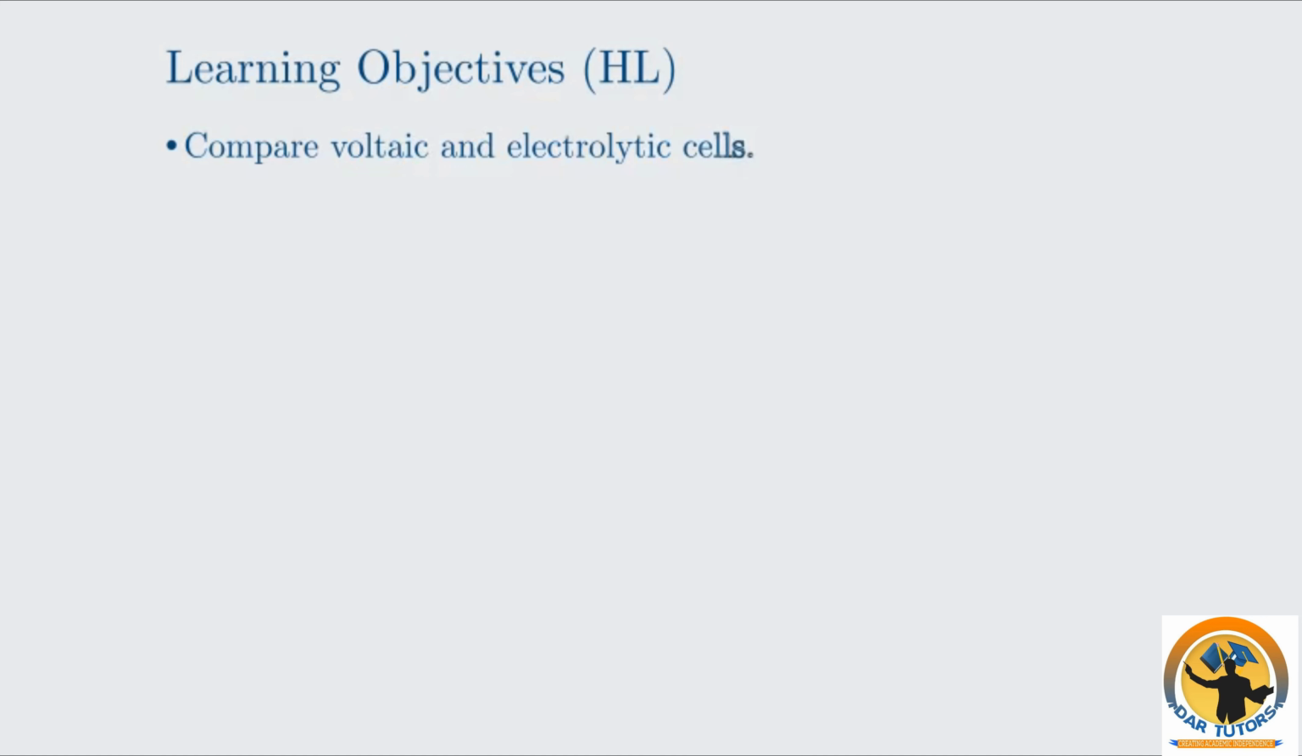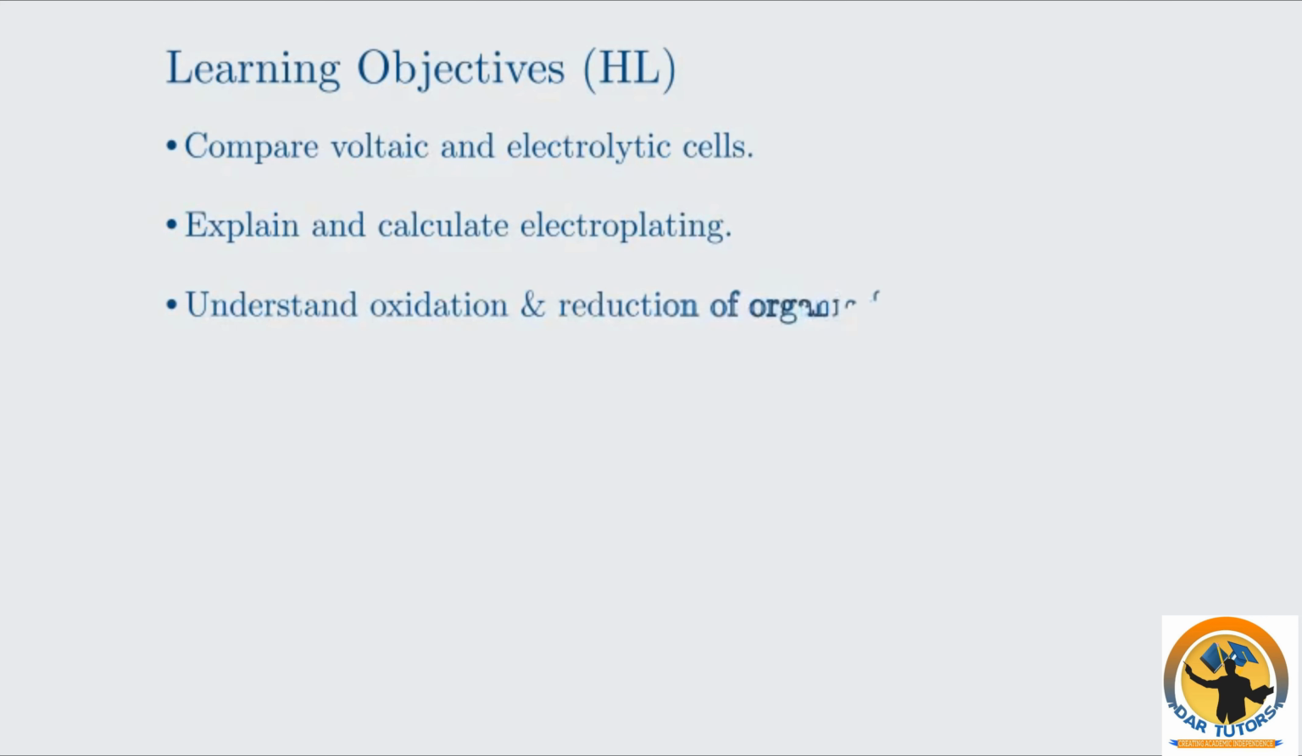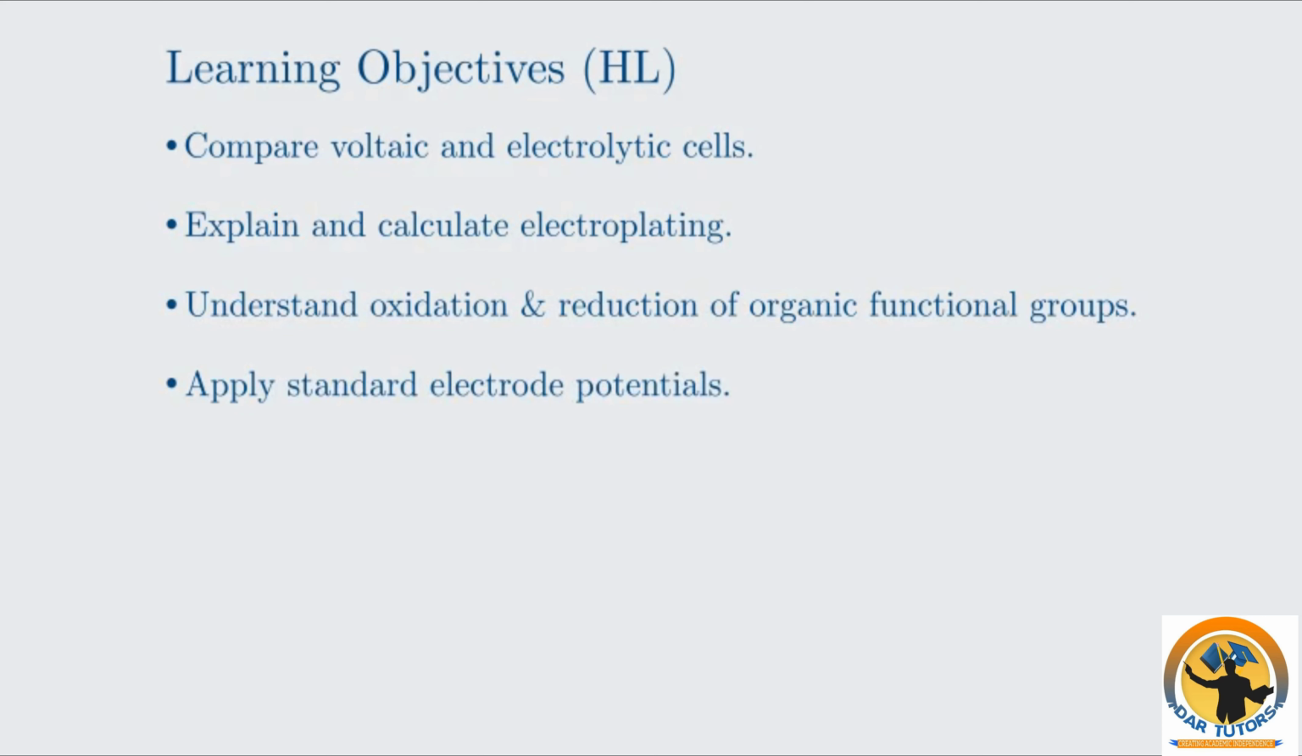In this video, we will explore a range of key concepts in electrochemistry and organic reactions, central to the IB Chemistry higher level syllabus. Specifically, our learning objectives are to compare voltaic and electrolytic cells, investigate electroplating, understand the oxidation and reduction of organic functional groups, and calculate and apply standard electrode potentials.